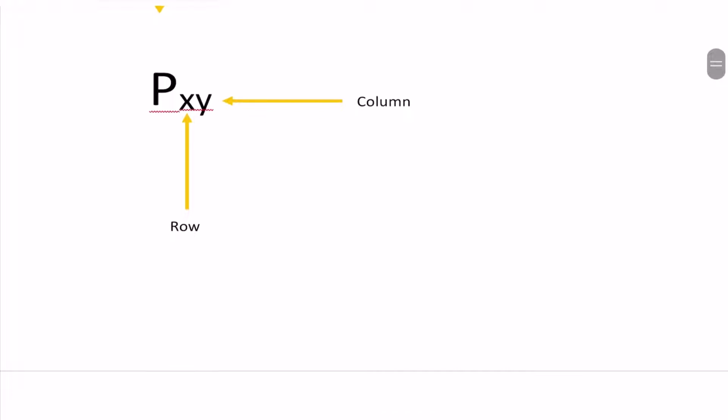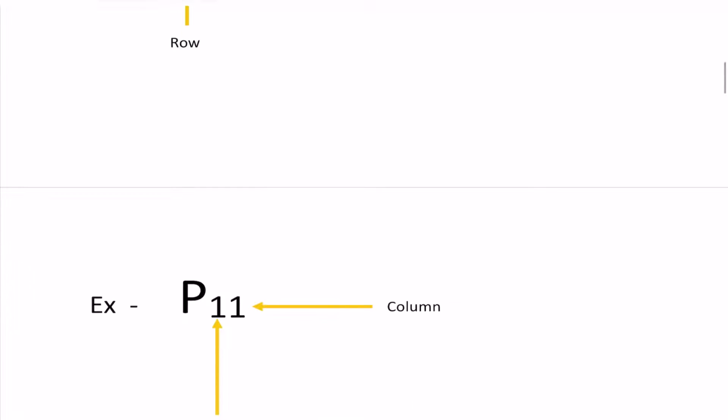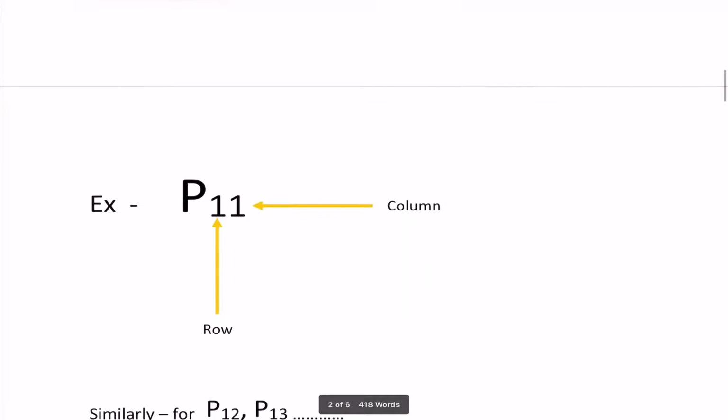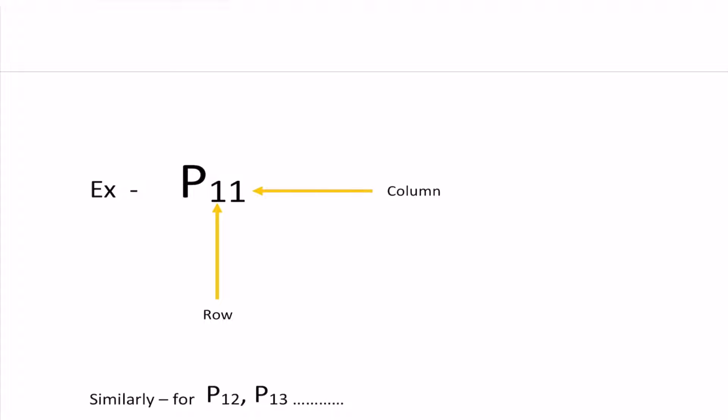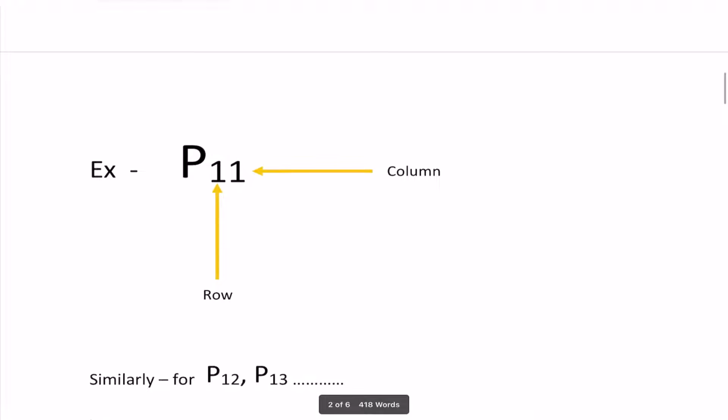In PXY, X is denoting the row and Y is denoting the column. Similarly for P11, one is denoting the row and one is denoting the column. Similarly it goes for the others.